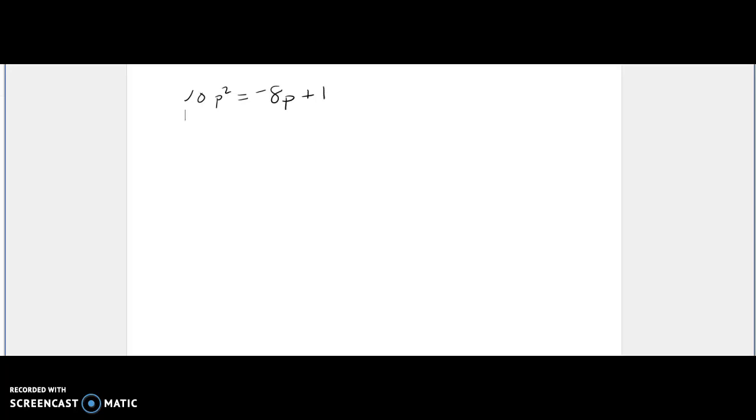So the first thing I'm going to do is make sure I get it in standard form. 10p squared. I'm going to bring the negative 8p to the other side, so that gives me a plus 8p, and then I'm going to bring the 1 to the other side by subtracting 1. Minus 1 equals 0. Now we're going to set it up into a quadratic formula, and if I look at it, I know that a equals 10, b is 8, and c equals negative 1.